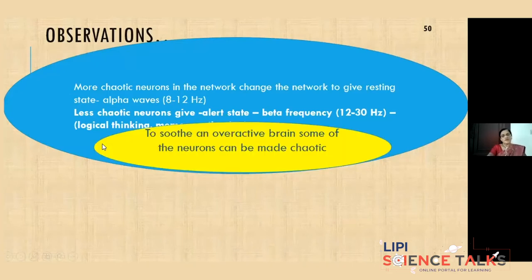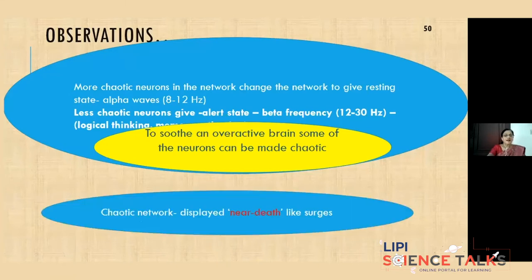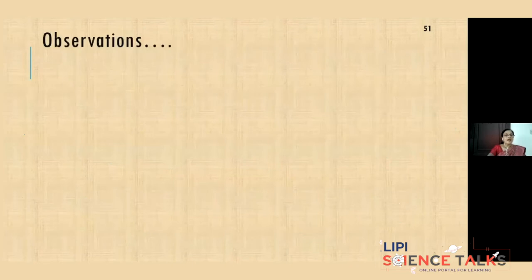Now, what we understand is, to soothe an overactive brain, some of the neurons can be made chaotic so that the firing rate can be reduced. And also, when the chaotic neurons are increased in the network, it displayed near-death like surges. That means you can see the neurons dying after some time, and before they die, a near-death surge is produced by the neuron.